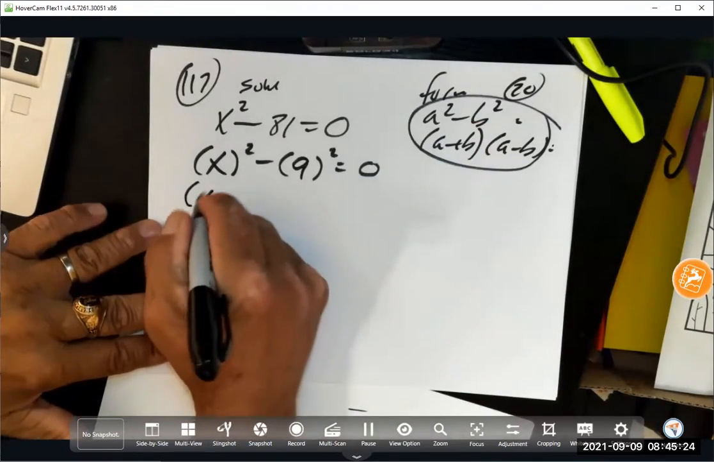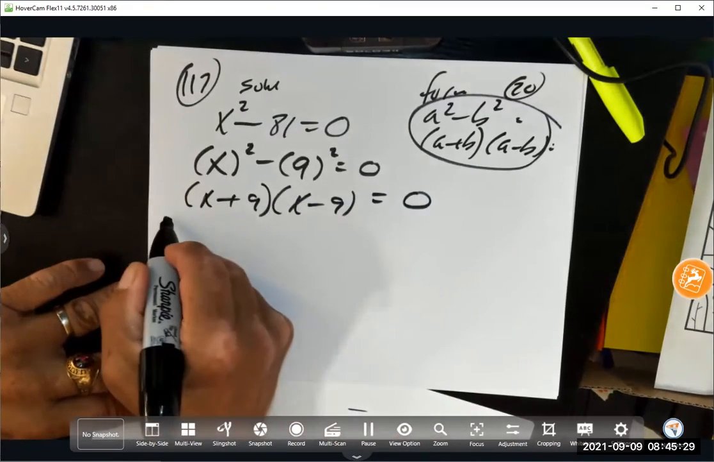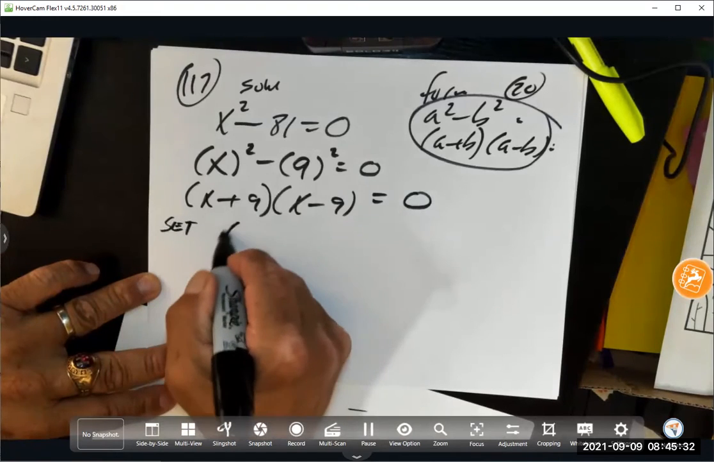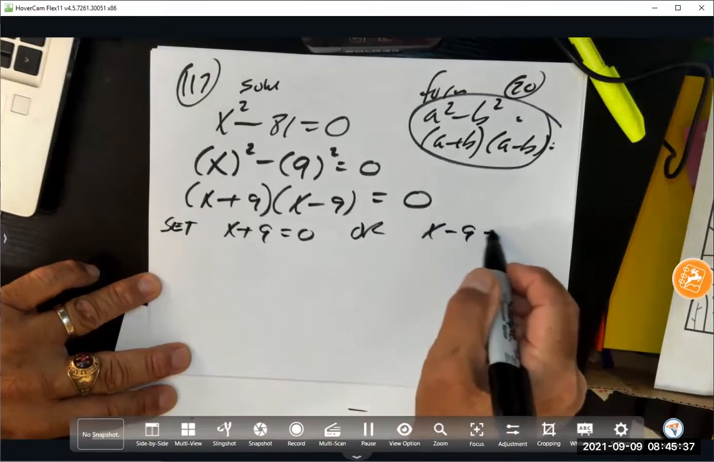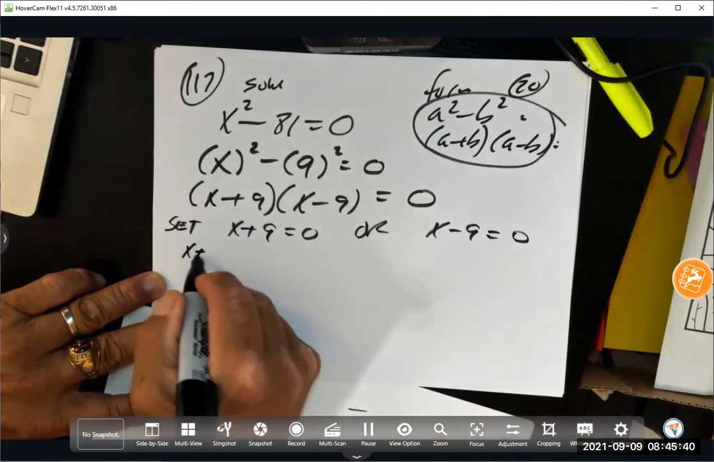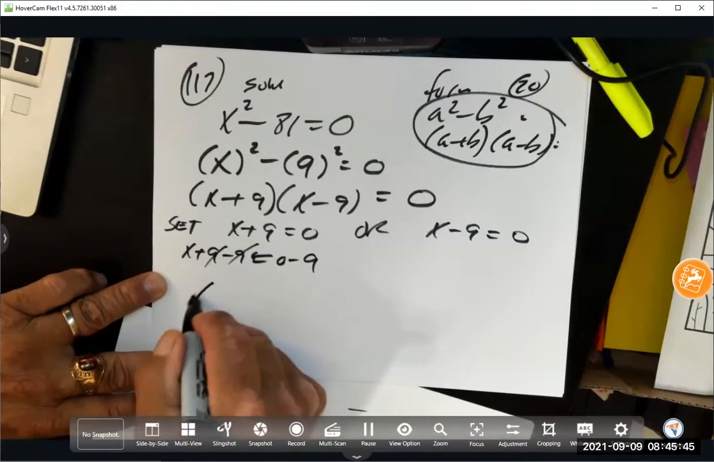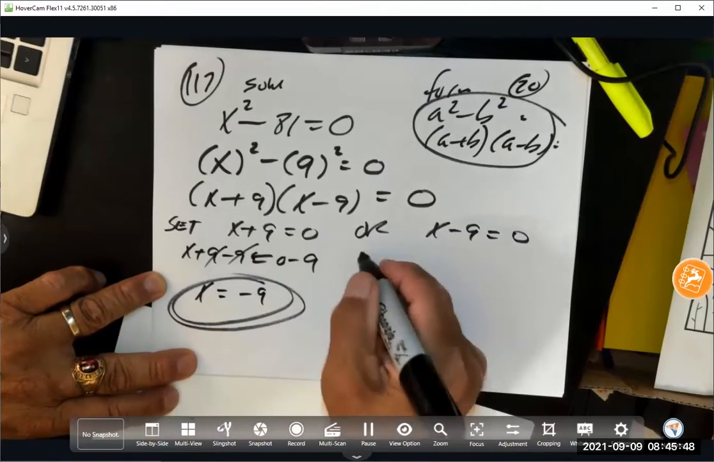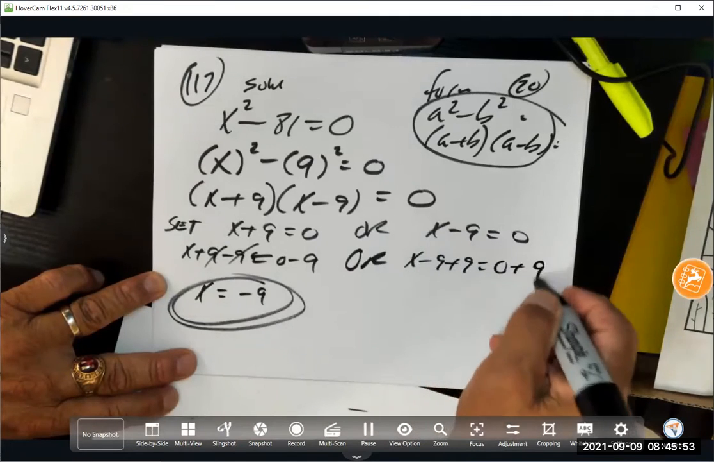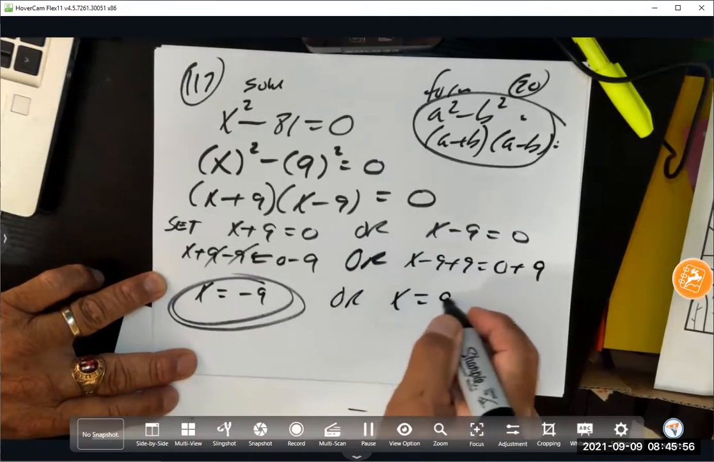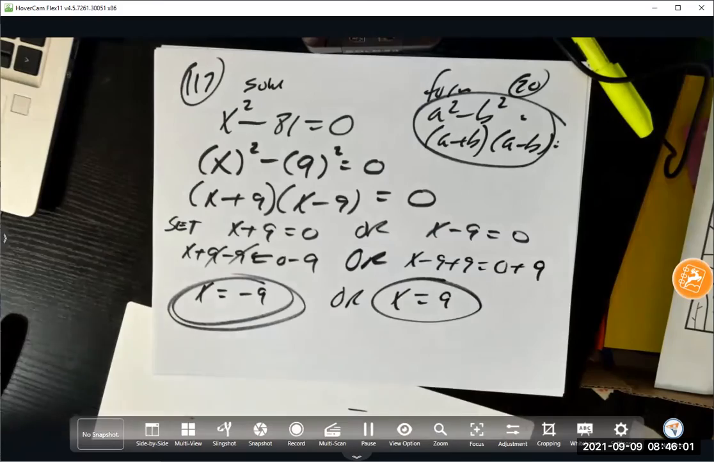So this is going to become x plus 9, x minus 9 equals 0. So I'm going to set this up as x plus 9 is 0, or x minus 9 is 0. So x plus 9 minus 9 equals 0 minus 9. So I got negative 9 for one answer. Or x minus 9, add the 9, or x equals plus 9 is the second answer. Yes or no? Let's do it again.